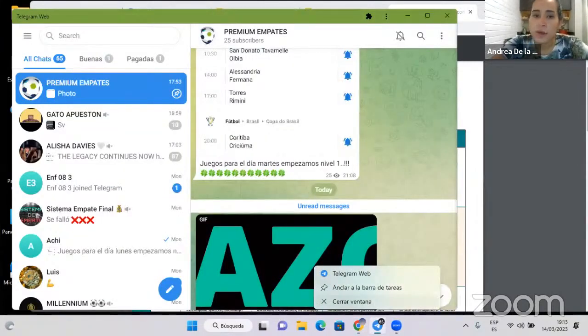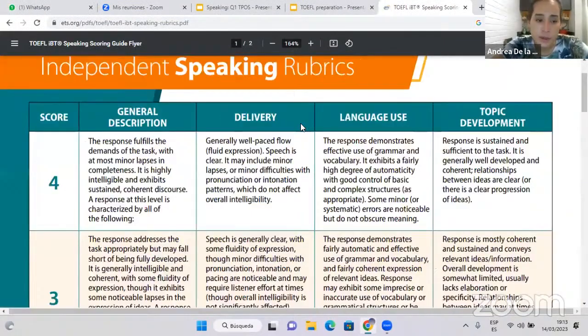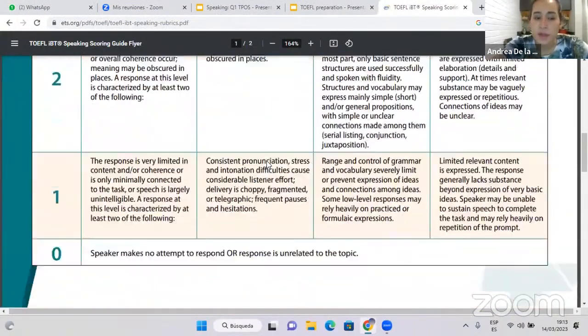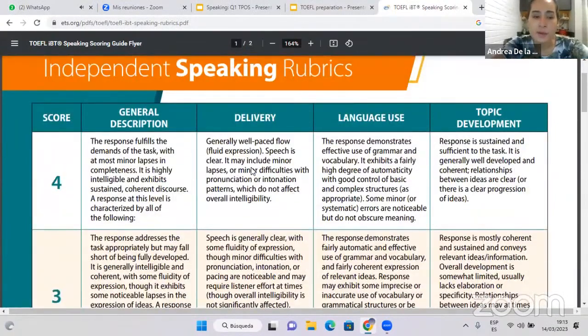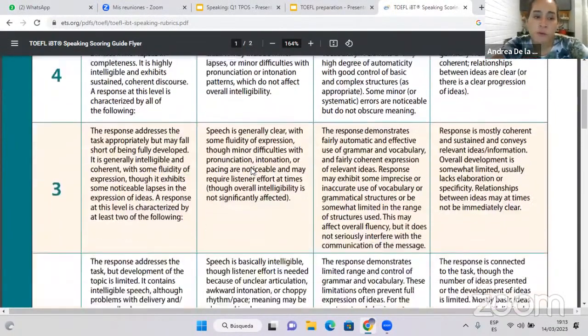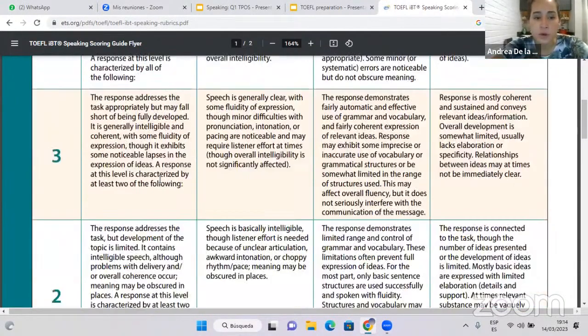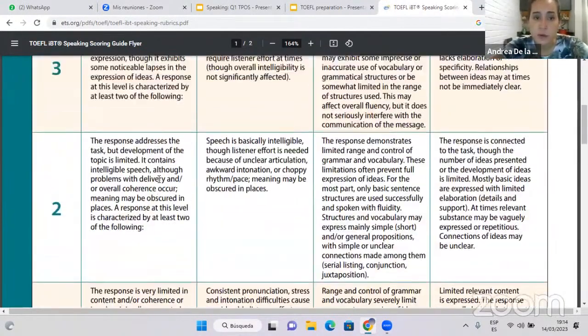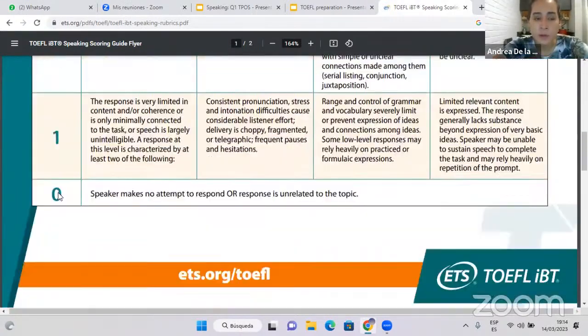But what you have here is the actual document that ETS gives, so that you can see the way that they're going to score your response. They're going to give you a score from 0 to 4, okay? And then they're going to convert the score into your actual final score, which is over 30. But in the beginning, they'll give you a score from 0 to 4.